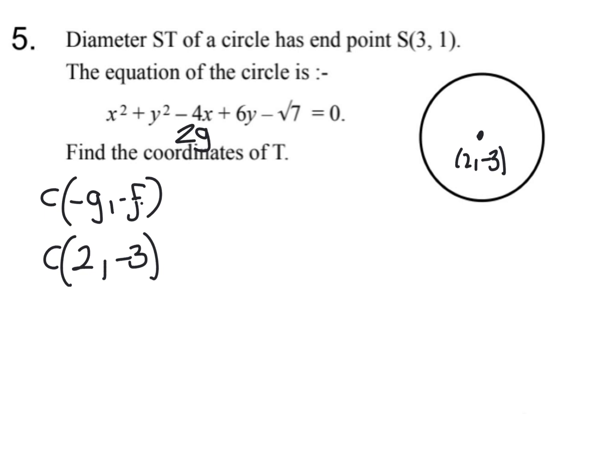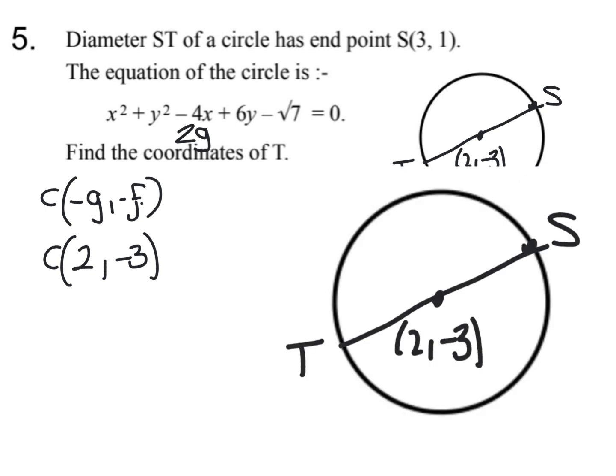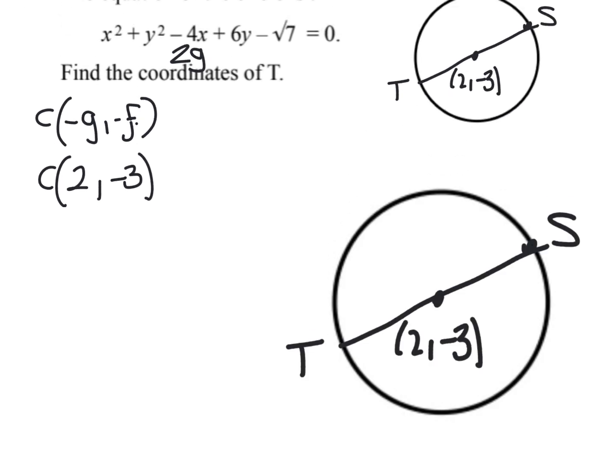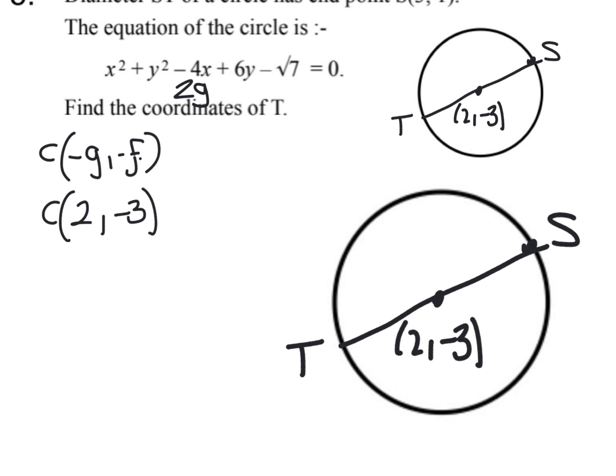S is 3, 1, so this would be over this direction. So T is actually back the way. Right, we're going to do what's called stepping out. So what I've done is I've just made this a little bit bigger so that I can draw my stepping out on it for you. Okay, so we know that S was 3, 1. So let's put that in my picture. This is 3, 1.